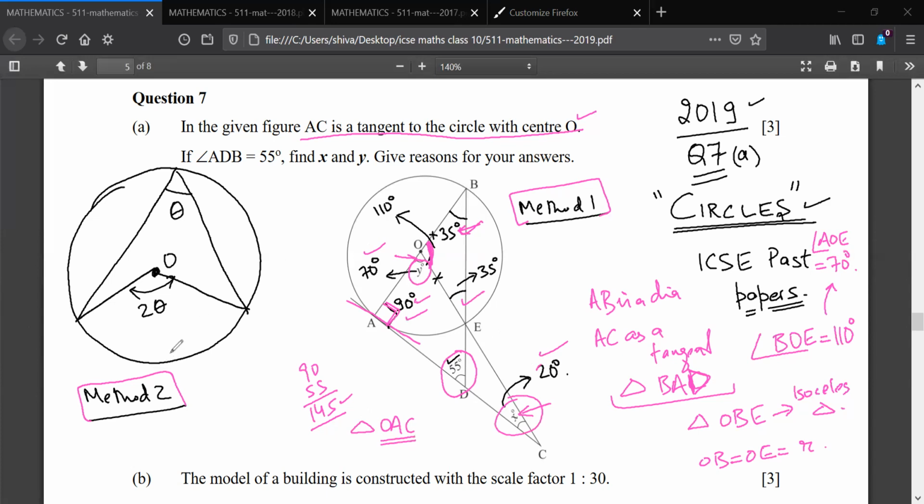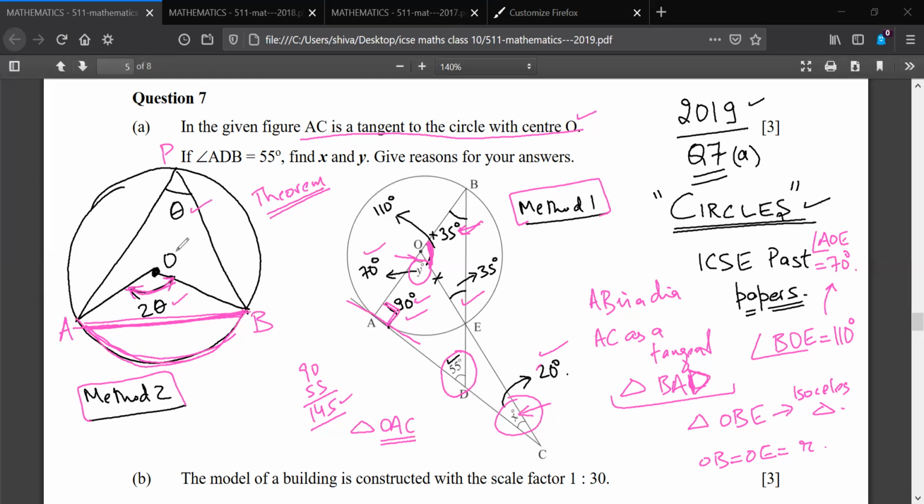Another way in which we can do this, a simpler way, is: if I have this chord AB, the angle that this chord would be making at the center and the angle this chord would be subtending at any point of the circle, the relation between these two is that if this is theta, this is 2 theta. So is there any doubt about this? No, sir. This is one of the theorems that we have learned.